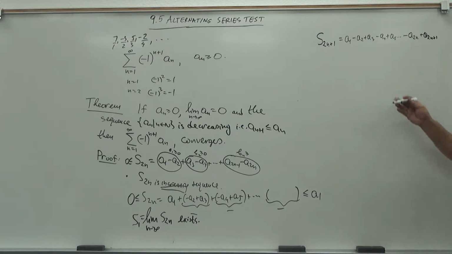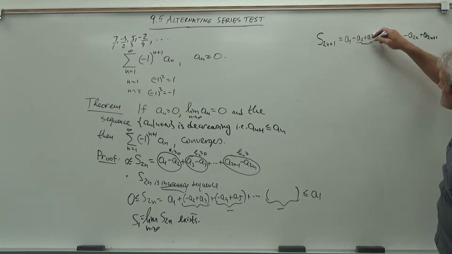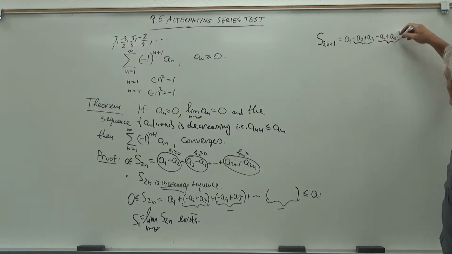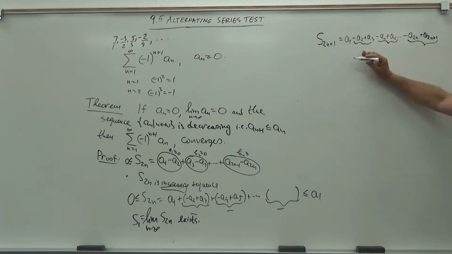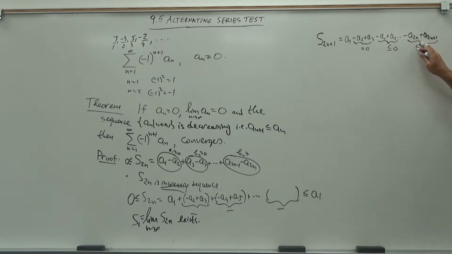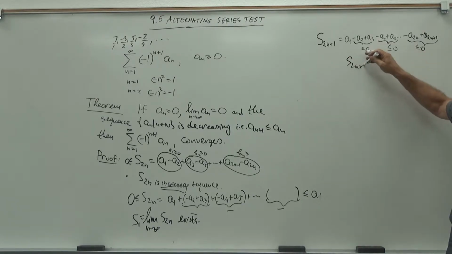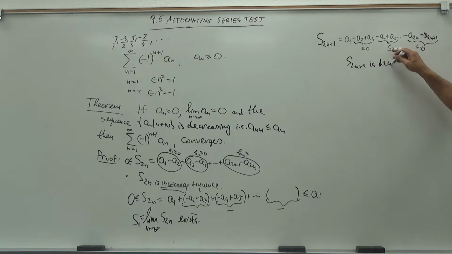And then what? Now I will group them like this, like a minute ago. And what happens? A1 is positive, leave it on the side. Then these numbers are less than or equal to 0. So what will that tell you? It will tell you basically that the longer I go, the more negative I accumulate. So S2n plus 1 is decreasing.